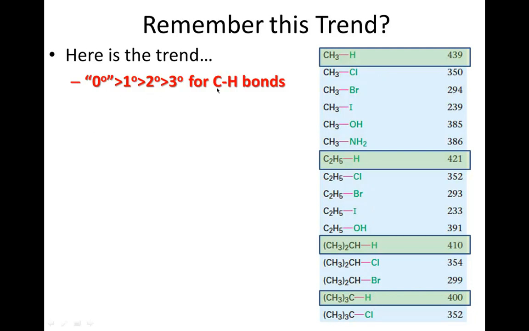And evidently it had something to do with having more carbon around the species that you're going to create when you break this bond. And we talked about breaking it homolytically, that is to make a radical. So we're comparing the stability of the quote-unquote 0-degree carbon radical versus primary, secondary, and tertiary. And so we came up with this order based on these numbers.